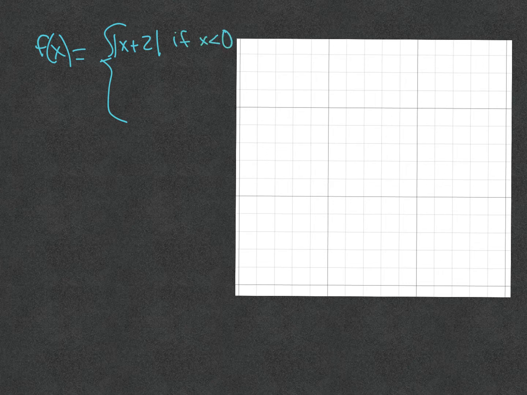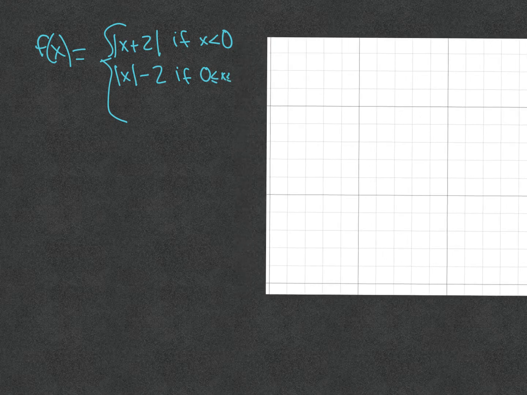Okay, so I'm going to show you guys how to graph a piecewise function. Now, the function you guys are given is f of x equals, and then you have a three-parter. This is the absolute value of x plus 2 if x is less than 0, absolute value of x minus 2 if x is between 0 and 2.